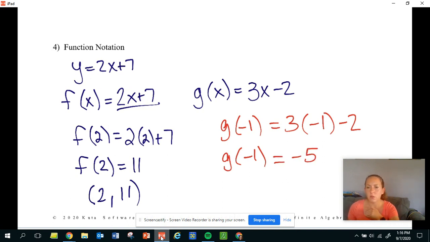And if you're not super great at mental math, use a calculator. Just make sure your calculator is at least scientific and knows order of operations. But anyway, one point on the g function is going to be the point -1, -5. Okay.